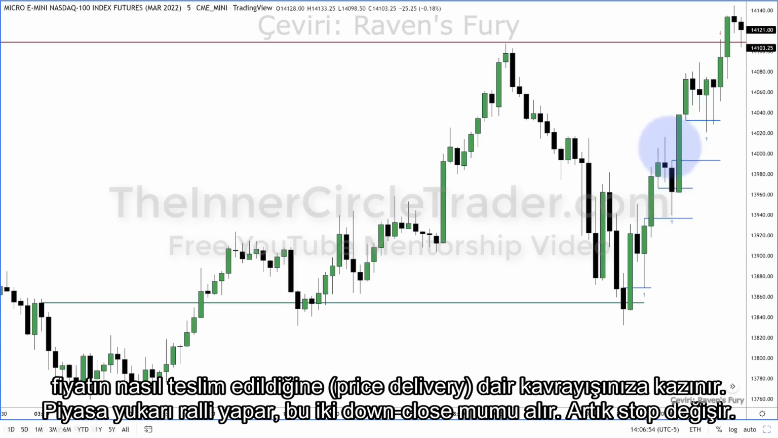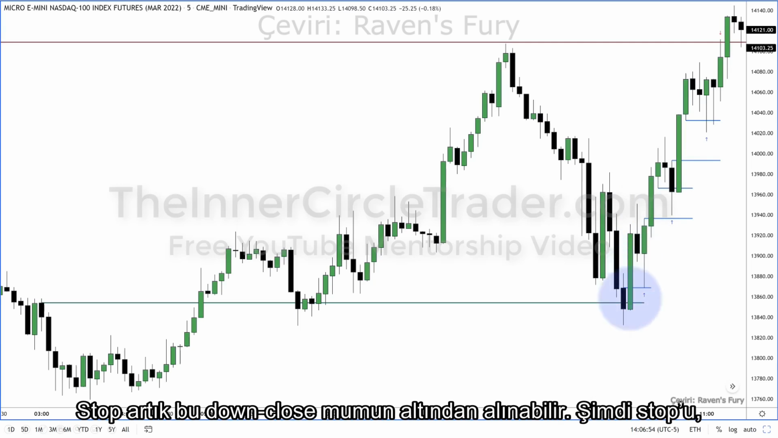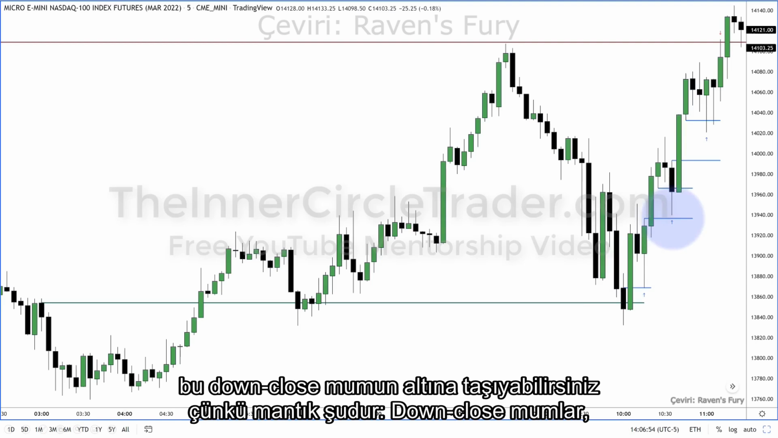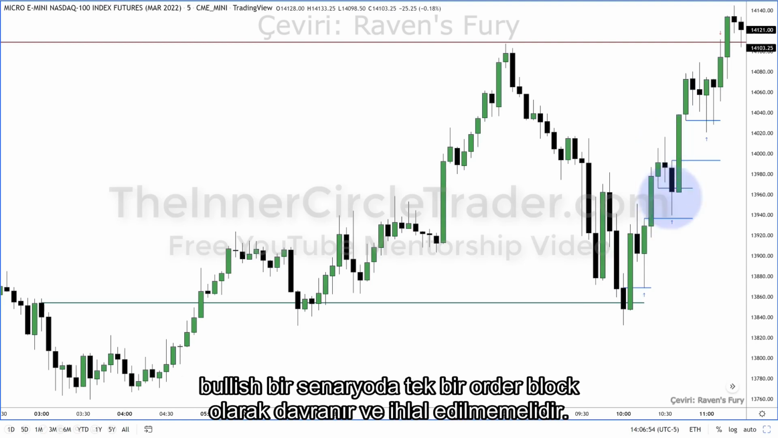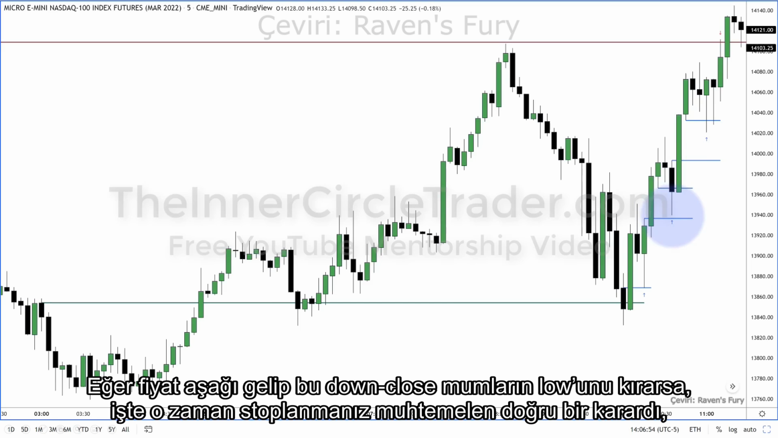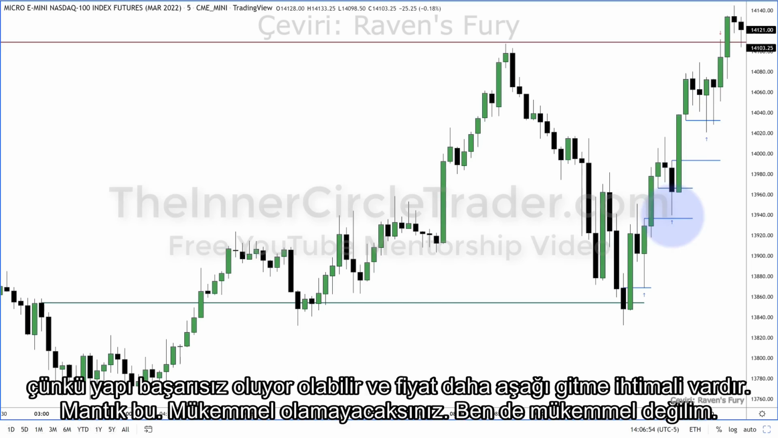The market rallies above, takes out these two down closed candles. Now the stop can be raised from whatever would be below this down closed candle. Now it can be raised below this down closed candle. Because the idea is these down closed candles are one order block that should not be violated if it's bullish. If it comes down and breaks the low of these down closed candles, well, there you go. You probably did the right thing by getting stopped out, because it might be failing and going lower. How's that for logic? You're not going to be perfect. I'm not perfect.